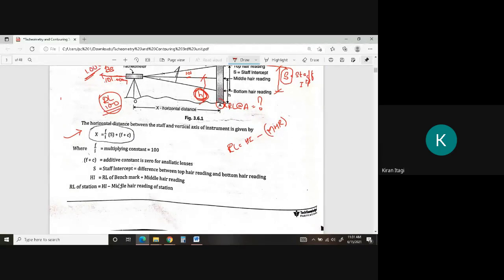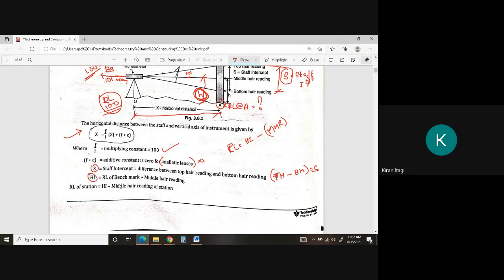To determine the horizontal distance, that is the distance between the station and the instrument, x, it is given by f upon i multiplied by s plus f plus c. F upon i is nothing but the multiplying constant. F plus c is the additive constant. If in the question he mentions an analytic lens, you should use f plus c equals 0. If not, he will mention the values. S is nothing but the staff intercept, that is the difference between the top hair and the bottom hair, top hair minus bottom hair. You will get the value of S.